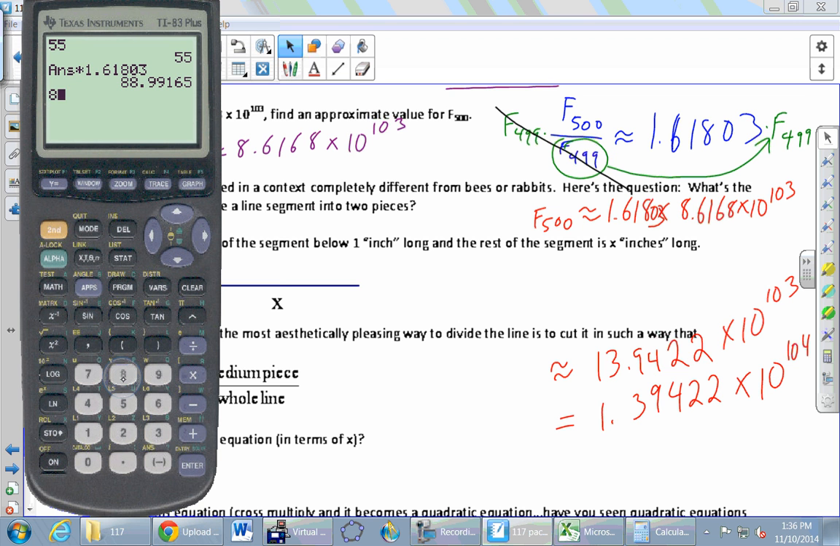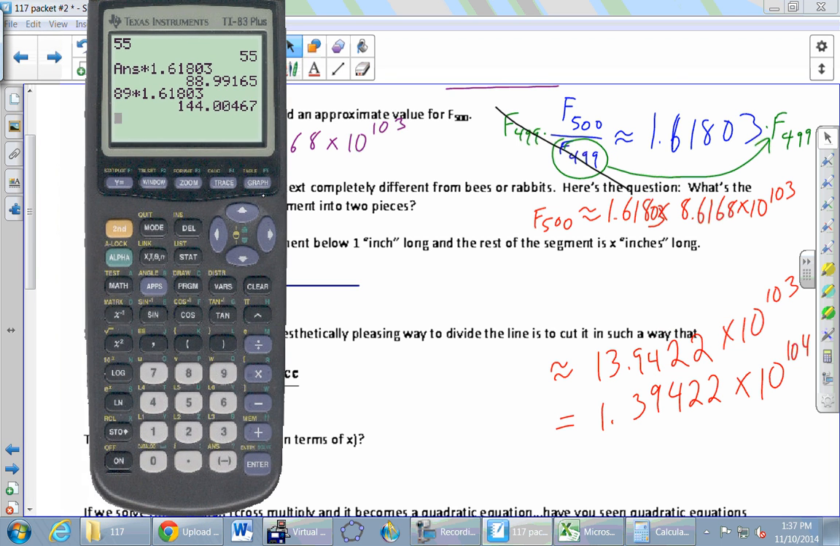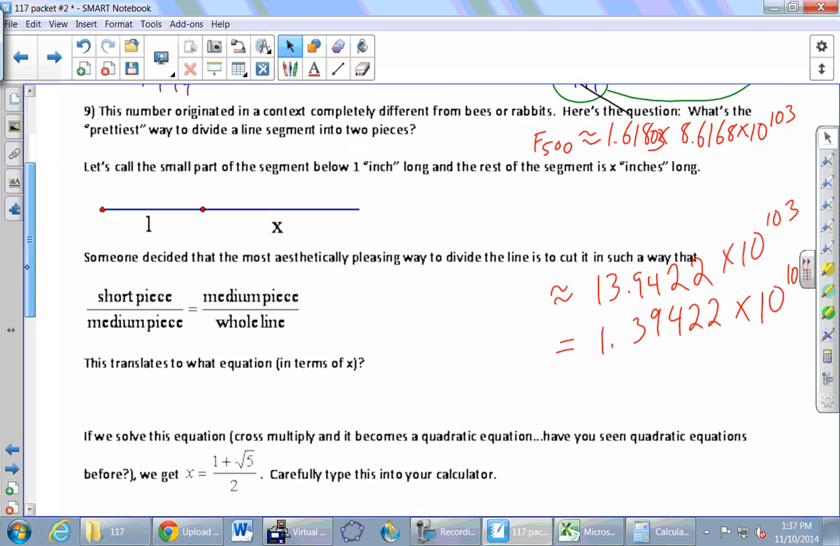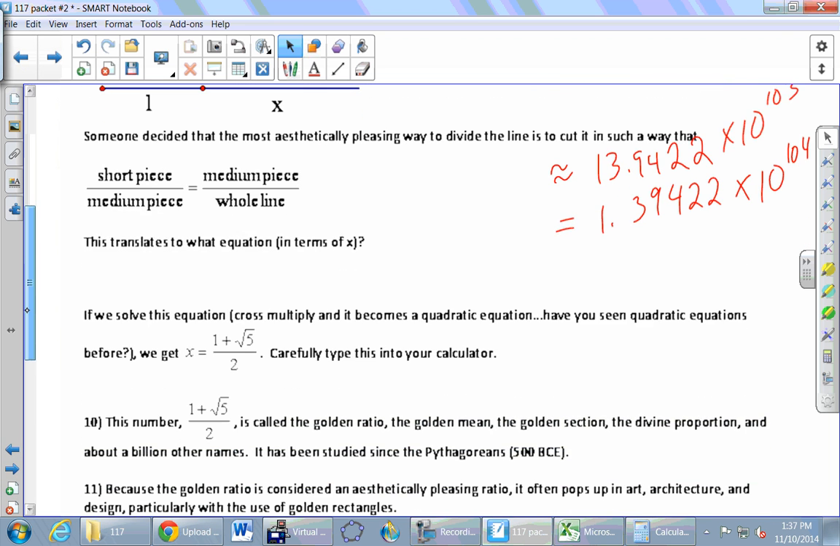And then if we take 89 and multiply it by the 1.61803, what's the next one after 89? 144. Really close, right? So it's not perfect, but it's going to be really close. And the further down you go in the list, the closer the approximations will be. Okay, so we're going to skip over this number 9.